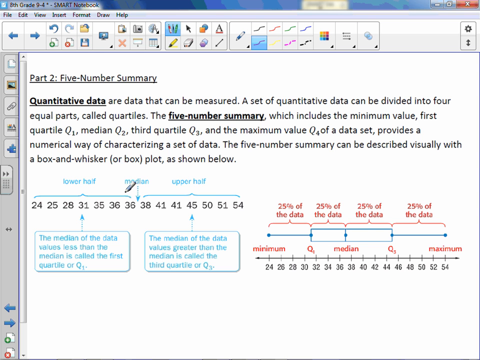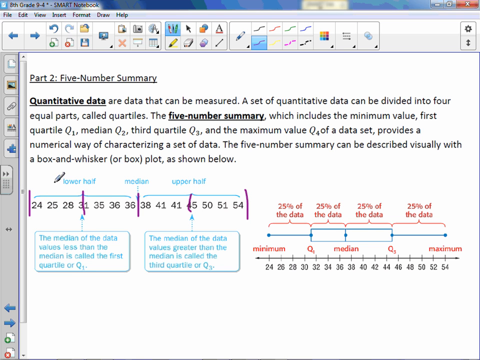So the first step we have is to order from least to greatest. We find the median. Sometimes it'll be one number, sometimes it'll be in between 2 numbers. So we can identify the minimum, the maximum, the median, and then find a number that's halfway again in both halves. So we have 3 numbers, 3 numbers, 3 numbers, 3 numbers. Okay, and that's 1, 2, 3, 4, 5. And those 5 would be your 5-number summary.